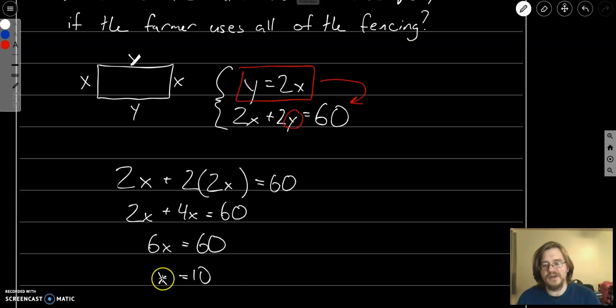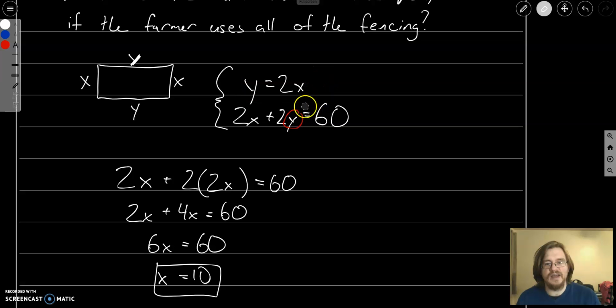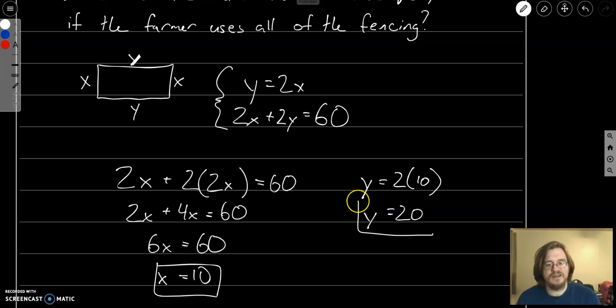But now, if I know that x is going to be 10, this is how wide it is, how long will the pen be, I can plug the 10 back into my original equations. So I had 2 equations, y is equal to 2x, and this is the simpler equation, so I'm going to use that. So y is going to be 2 times 10, because I know that x is 10. So y is going to be 20.